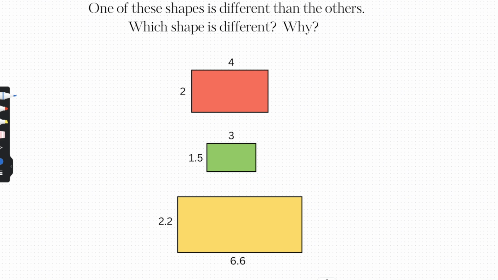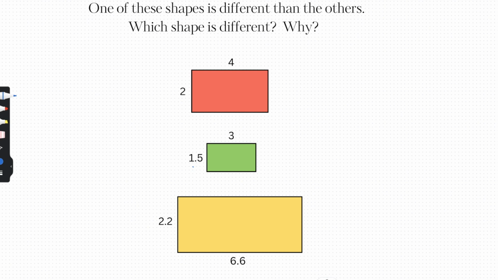Now here's our second problem. It says one of these shapes is different than the others. Which shape is different and why? Here we have a rectangle with a length of 4 and a width of 2. Here we have a green rectangle with a length of 3 and a width of 1.5. And here we have a third rectangle that has a length of 6.6 and a width of 2.2.